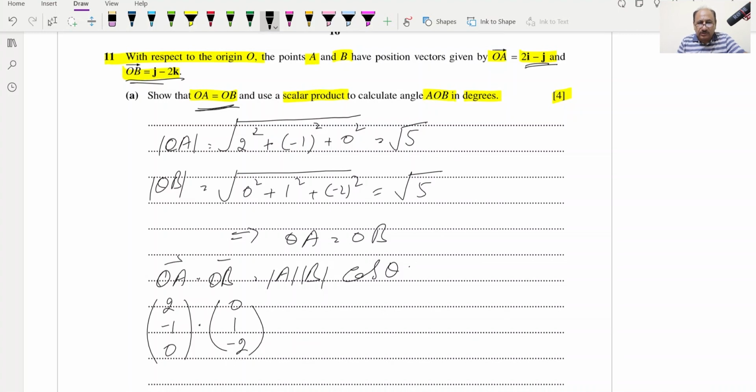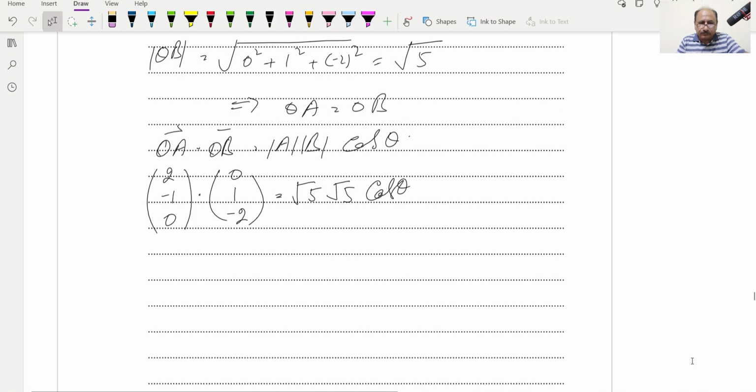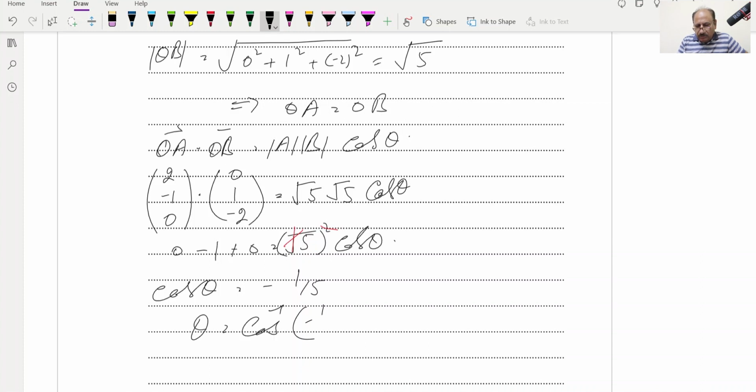So this is the column vector, and we can write OA magnitude and OB magnitude, which we found. So under root 5, under root 5, and cos of theta. So this will be what? If we multiply 2 into 0 will be 0, and minus 1 into 1 is minus 1, and 0 into minus 2 is 0. So this will be equal to under root 5 squared cos of theta, so this will be 5, and square root squared will be cancelled. So next we can write cos theta is equal to minus 1 over 5. So theta is equal to cos inverse of minus 1 over 5.